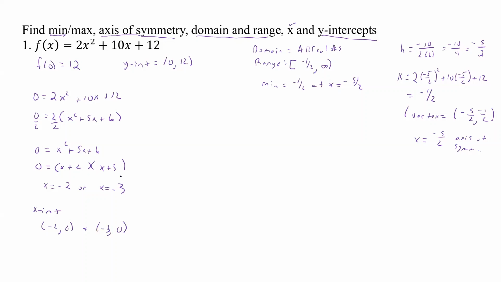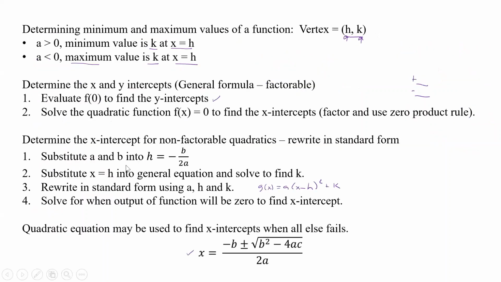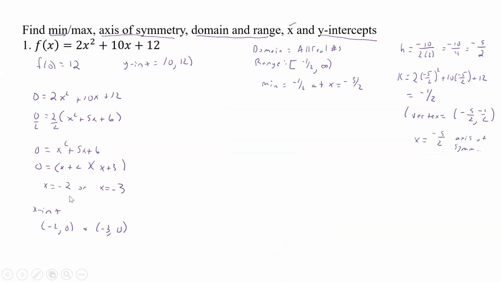Now, since these were so easy, I'm not going to do the other two ways to do this because, you know, the first one, if it works, you don't have to do the other two. But if we had one that wasn't nicely factorable, then I would do the other two ways as well. All right, so I think we have everything now. We have the x-intercepts, the y-intercept, the min, the domain, the range, and the axis of symmetry, which we got from the vertex.